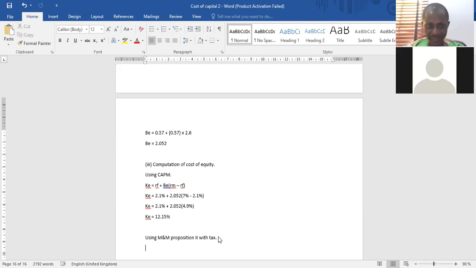Now, this is the formula. Cost of equity geared. When I say cost of equity geared, I'm saying cost of equity of a company that is geared. That's why I put G. It's not different from the K above. I just put geared to differentiate it. You understand? Cost of equity geared means cost of equity of a company that is geared.